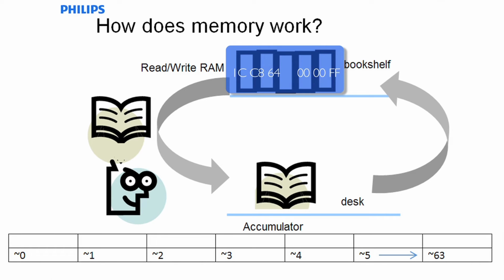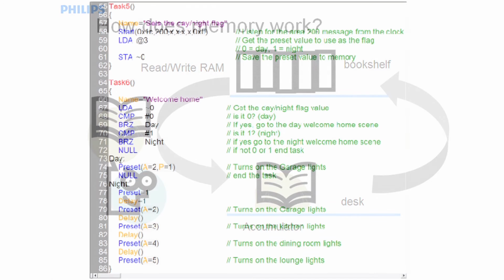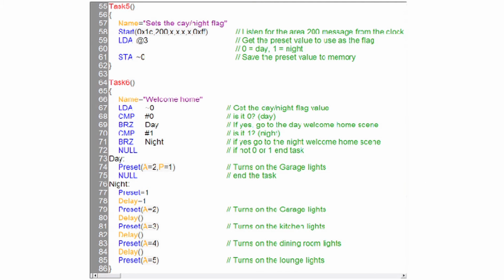Okay, now we have covered those 3 important points, let's have a look at our code again. Okay, we'll start down here. We can see that we have the labels day and night. They are going to be our 2 states. In day, we can see that only the garage is turning on to preset 1.